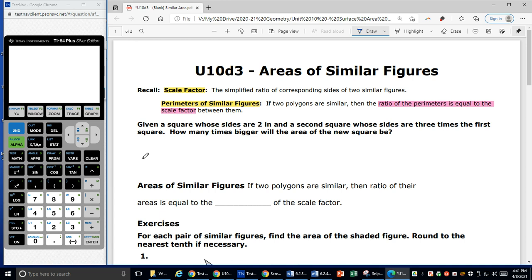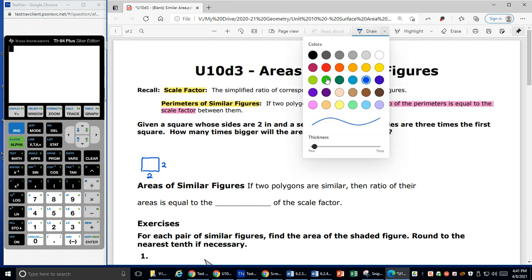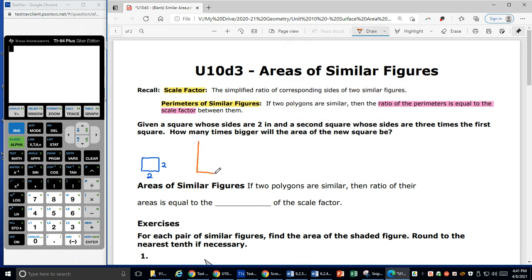We have an original square whose sides are 2 inches. Just a little square here, 2 by 2 by 2 by 2. And we're going to multiply it so that it's 3 times bigger. It's a little wonky, but instead of 2, I'm going to multiply that by 3. So 2 times 3, this is now going to be 6 by 6 by 6 by 6 all the way around. So how many times bigger will the area be? I know that the sides are 3 times bigger. 2 times 3 gives me 6.